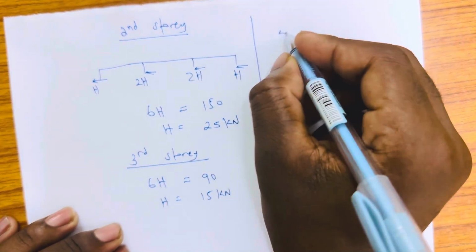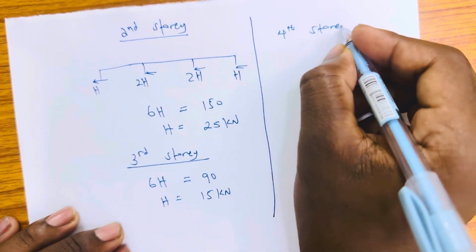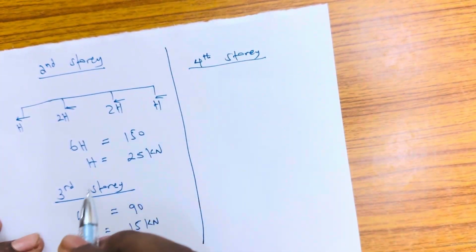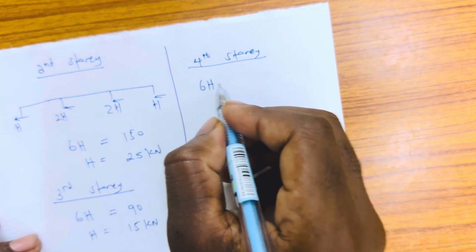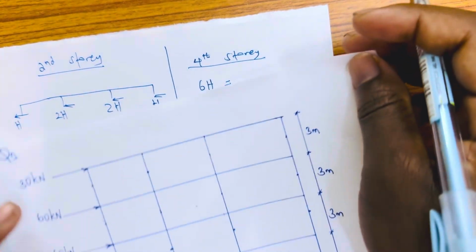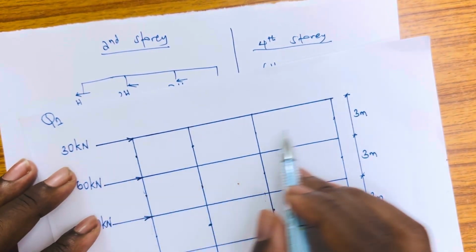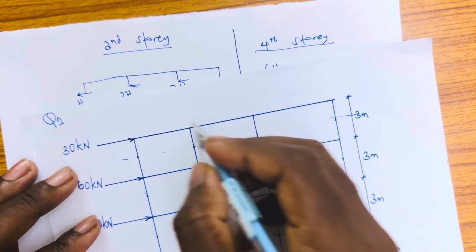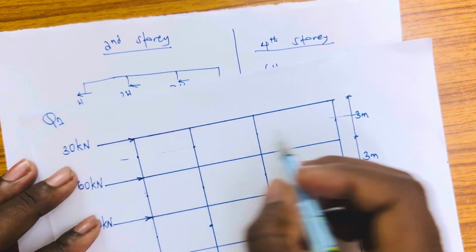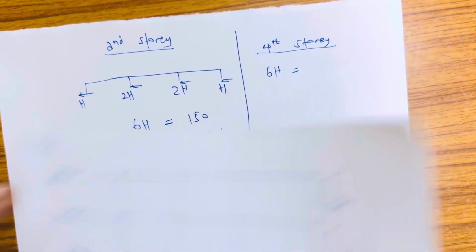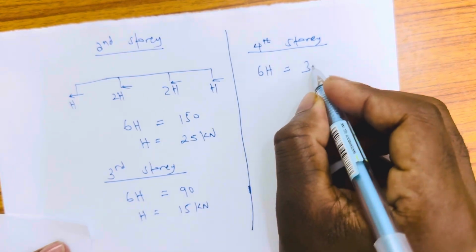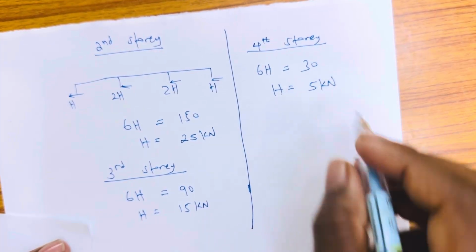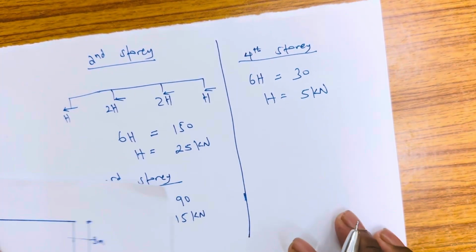Then lastly, let's do the fourth story. If we are doing the fourth story, we shall consider 6H still. I am cutting the whole frame from here now. If I cut it from here up to here, I will have H here, 2H here, 2H here, then H here. So 6H, and the upper force here is only 30. So 6H equals 30. Divide both sides by 6, so H will be equal to 5 kilonewton. So this is how to find the column shear.